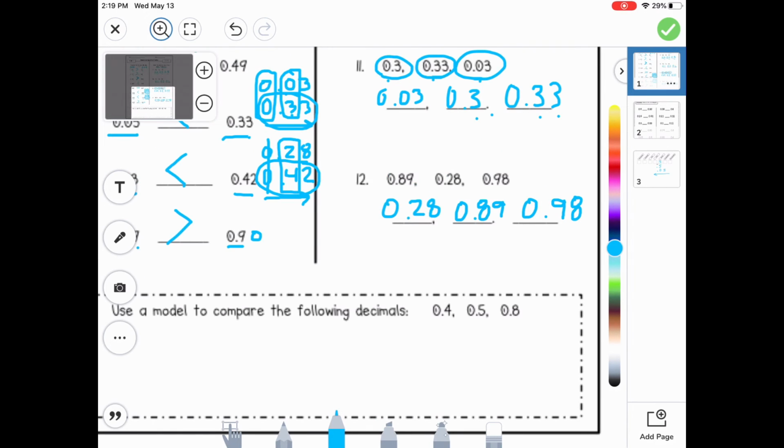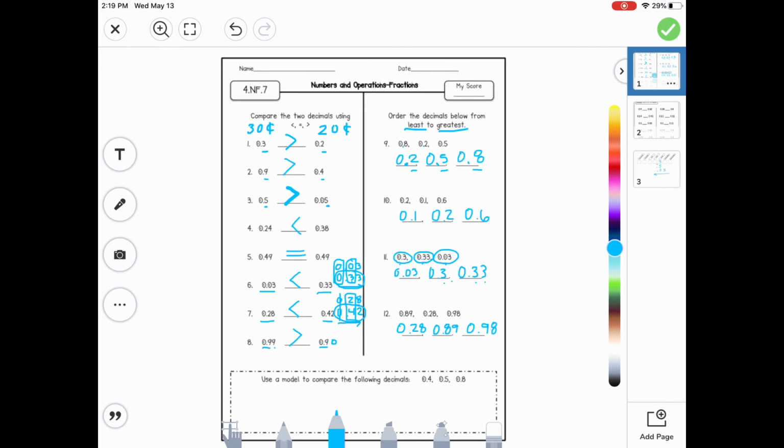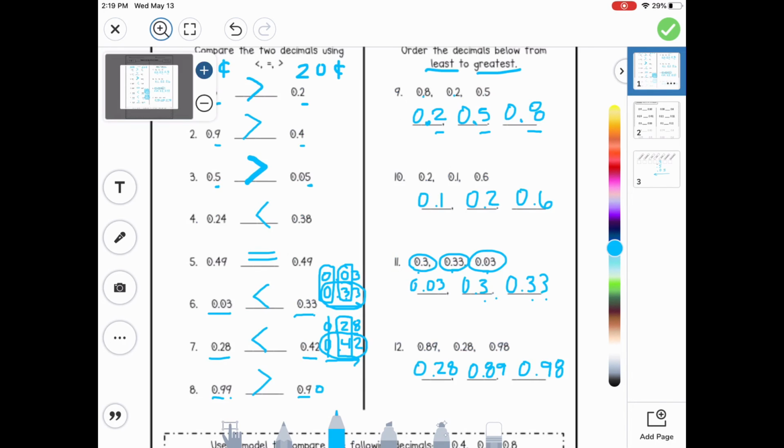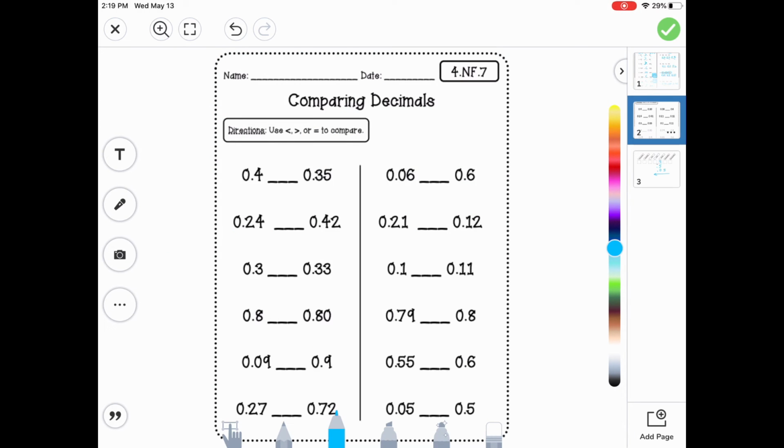The bottom question asked me to use a model to compare the following decimals. So you could just use the model that we have on the last page, where we're comparing 0.4, 0.5, and 0.8. On to the second page.